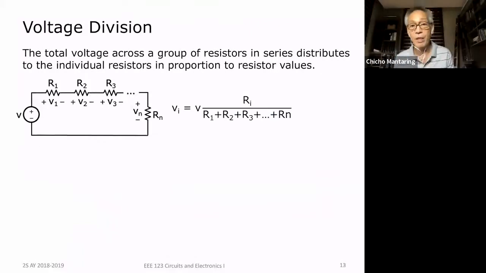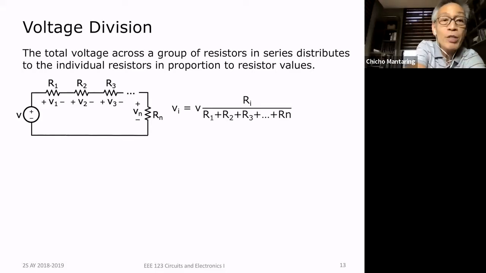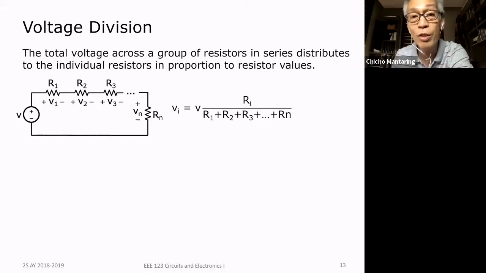Okay, let me discuss voltage division. We still have 2 topics to discuss. I hope to take up the next 5 to 10 minutes. No, so overtime tayo ng konti. The total voltage across a group of resistors in series distributes to the individual resistors proportional to resistor values. So yun yung operative term dyan. Proportional to resistor values.